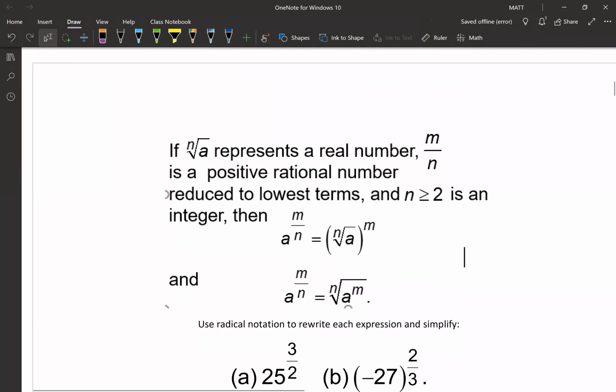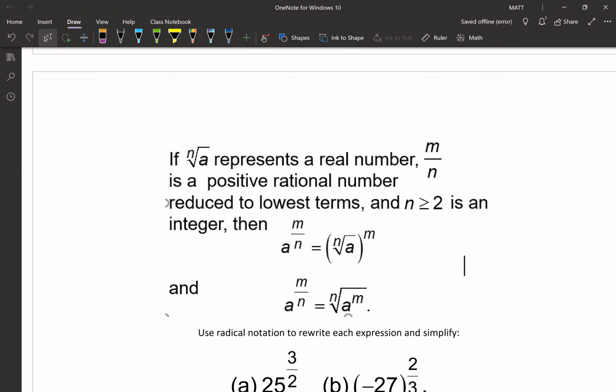So if we have something to the nth root, and this represents a real number, m over n is a positive rational number reduced to lowest terms, and n is greater than 2, then we have this rule. So basically all this is saying is that we have this rule right here.